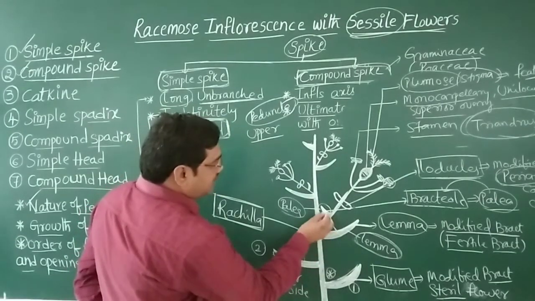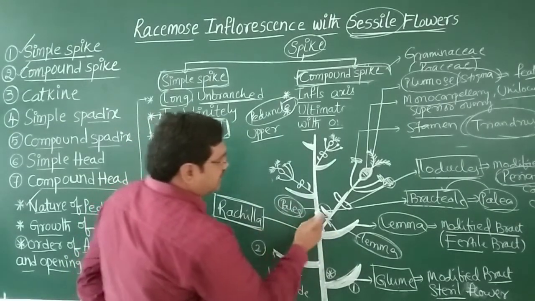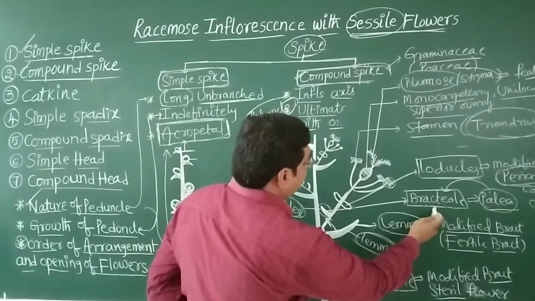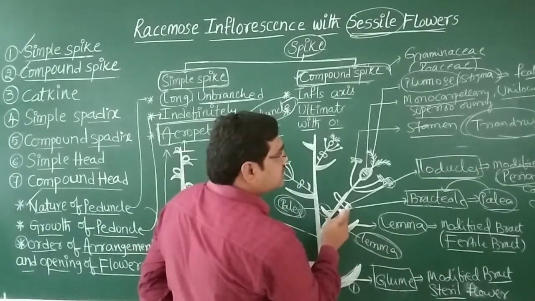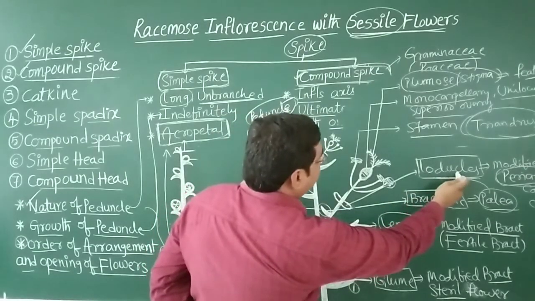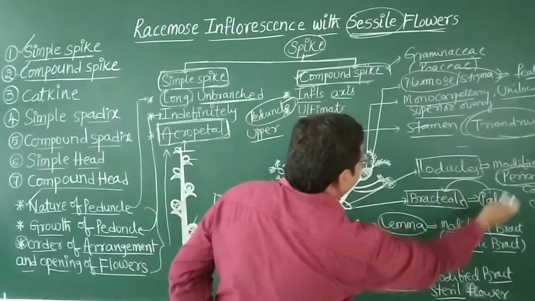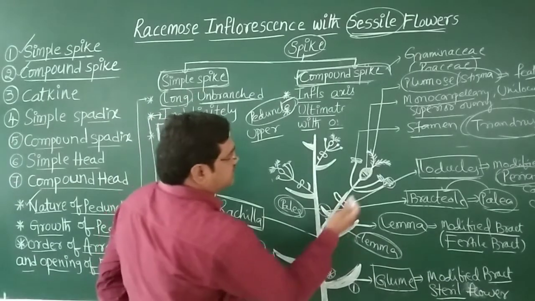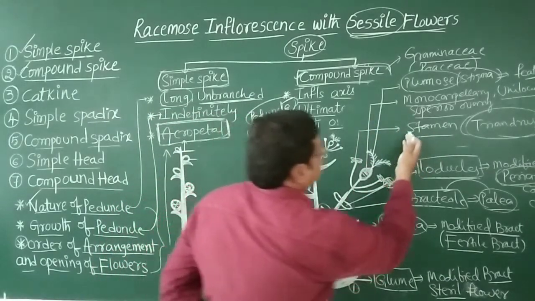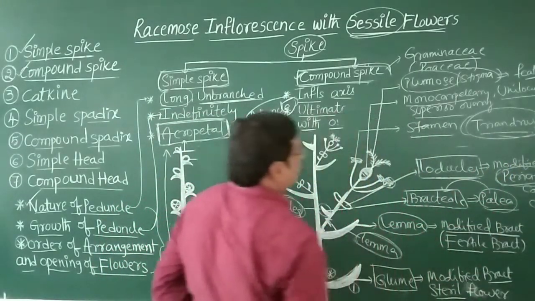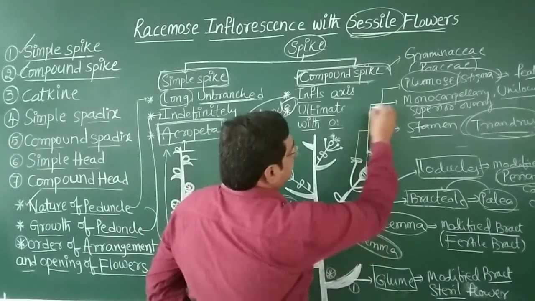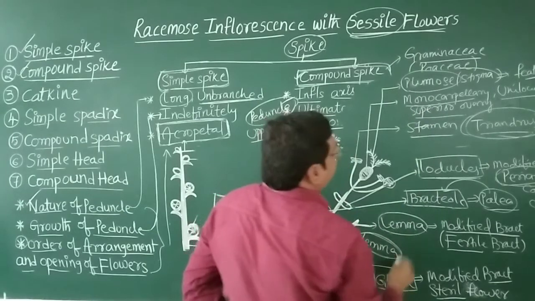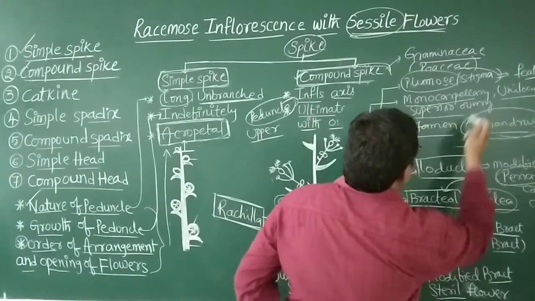Opposite to the lemma, the palea is there. The palea is a modification of the bracteole. Then the perianth is formed. The perianth is reduced to lodicules, a modification of the perianth. Next, three stamens are there, called triandrous. And only a single carpel is there, called monocarpellary, unilocular, superior ovary.